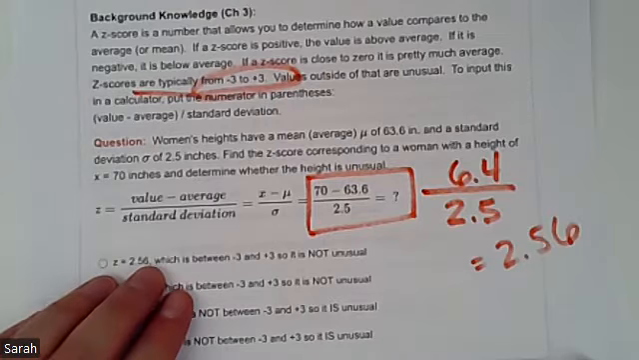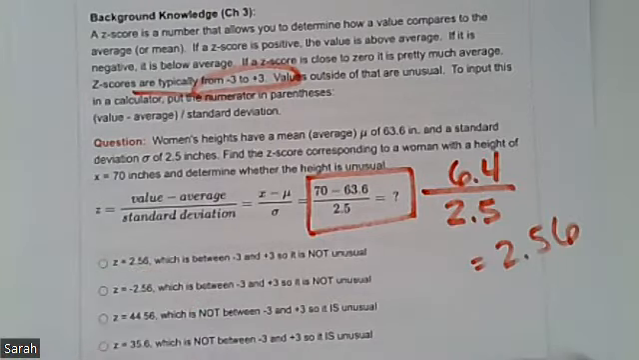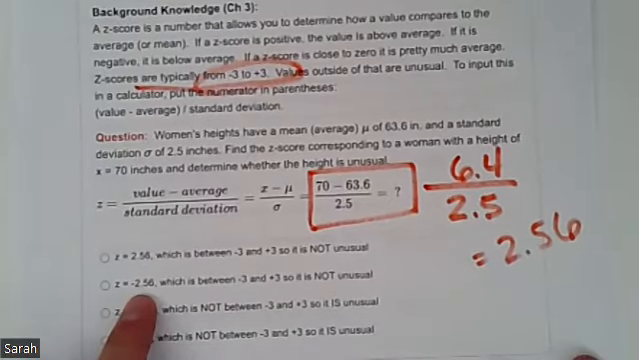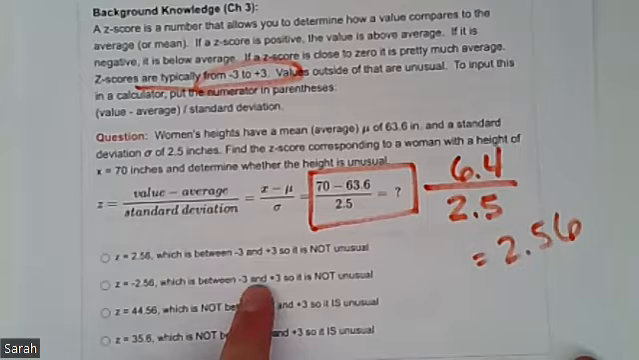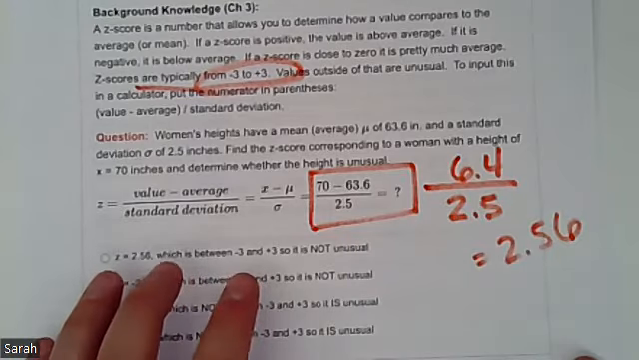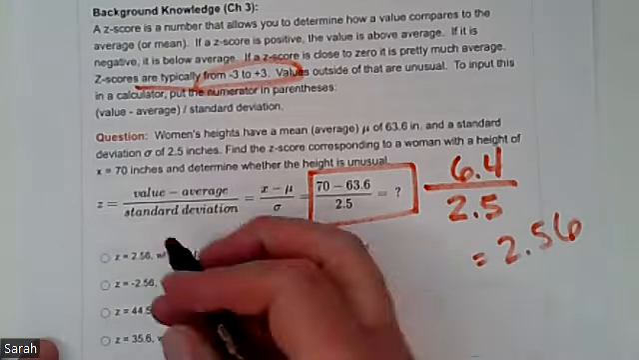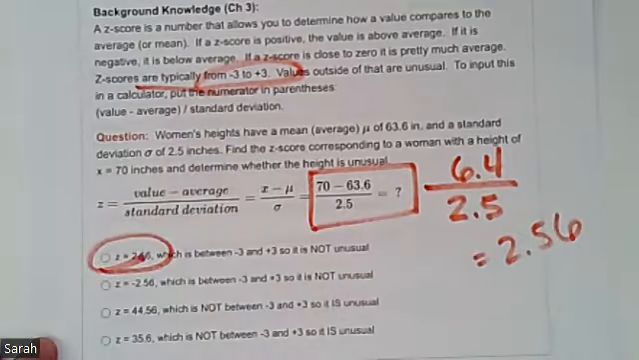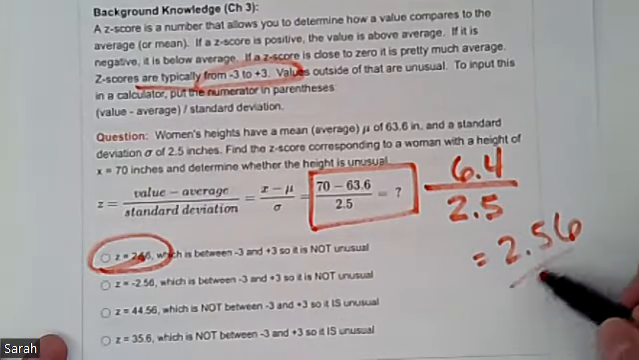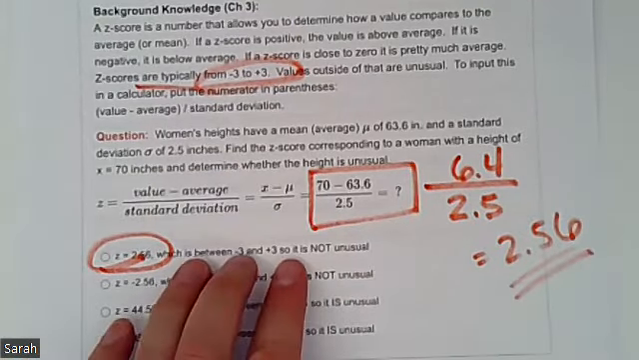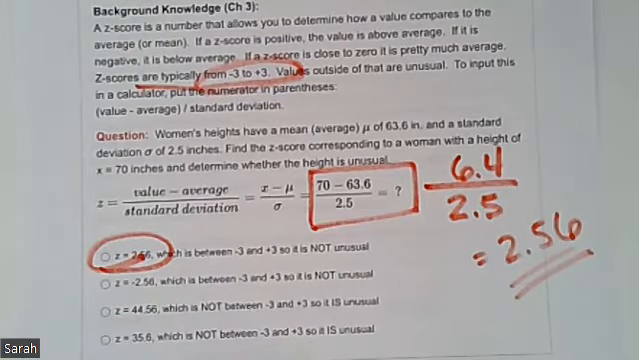So when I look at the choices, there's only one that's 2.56. I'm not out to trick you. The right one will be sitting right there. I'm not going to make these super, super close. The only one that's even close is this -1, but it's not between -3 and +3, so that sentence just doesn't even make sense. Okay, so I promise I'm really not trying to trip you up here. So we would circle this one or mark that one. That's the same number we got. And since it is between -3 and +3, we would say that that height of 70 inches is not really unusual.